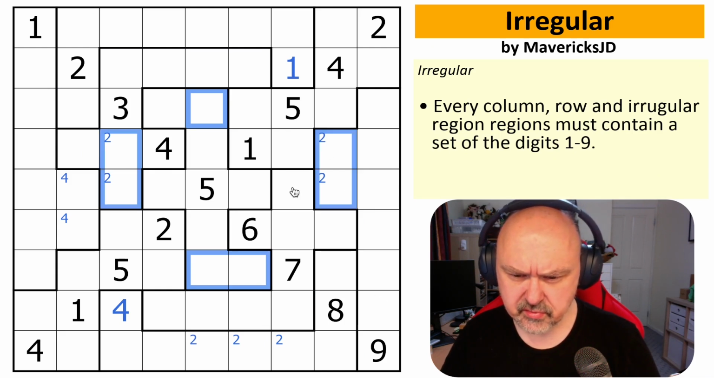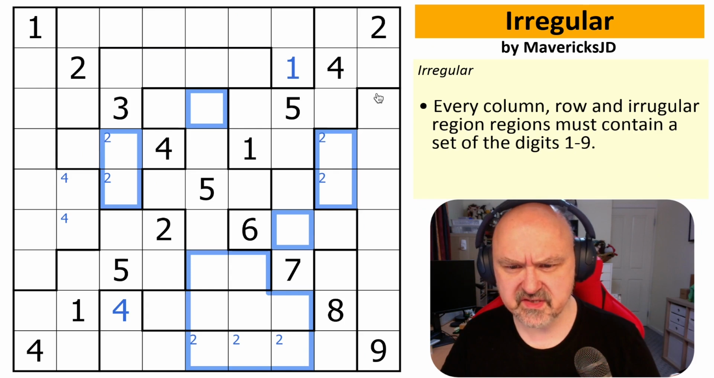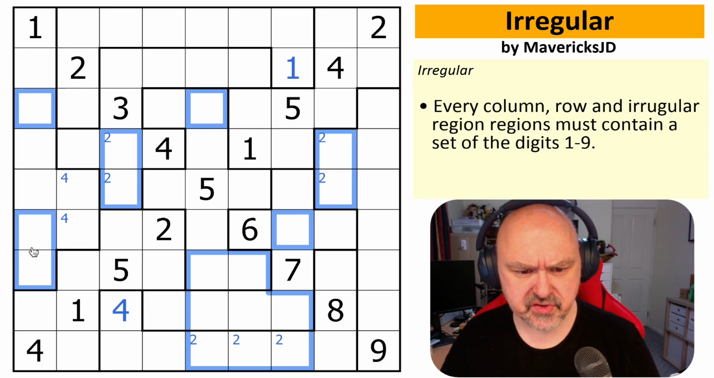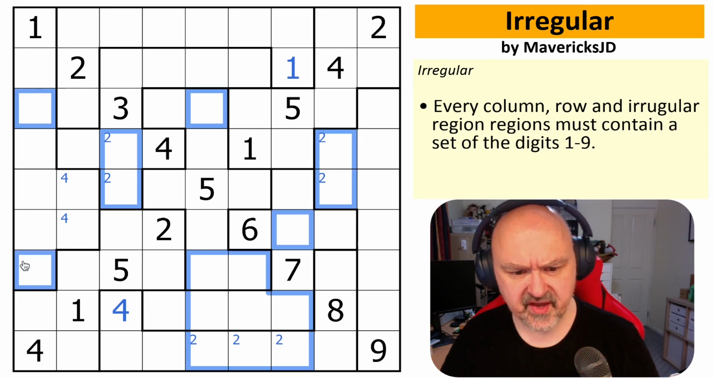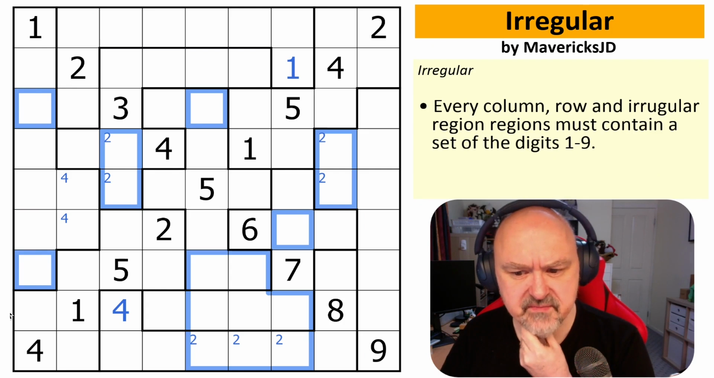2 goes in those. They're the places for 2s. Hang on, does that mean... Yes, it does. That right there is a 2. No, I haven't placed a 2 over here. That is not a 2, because 2 can still go over there. I still got to place the 2 in that region. I missed one.